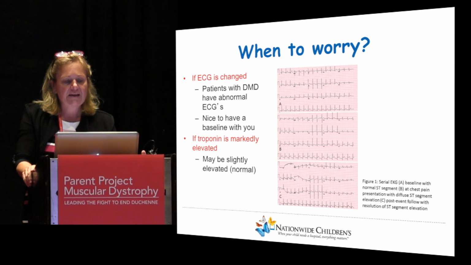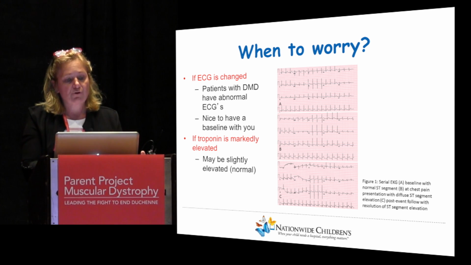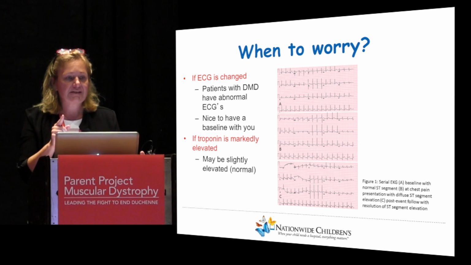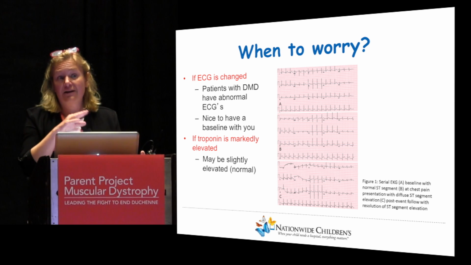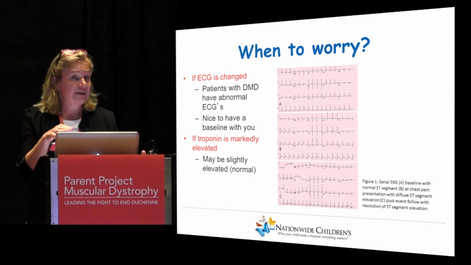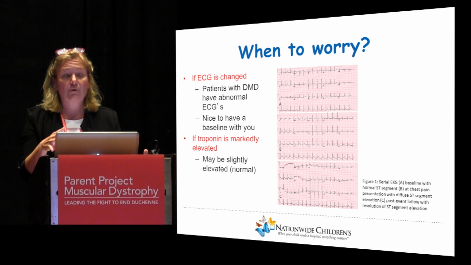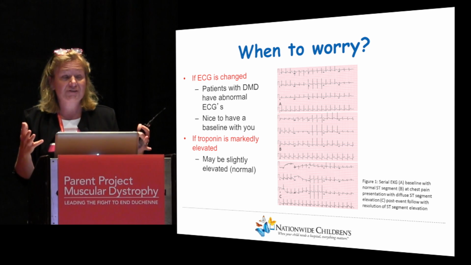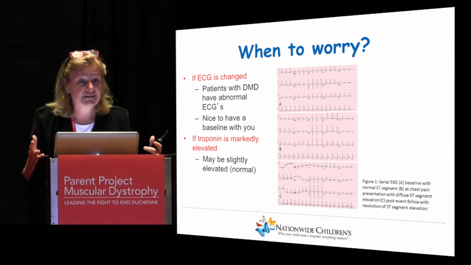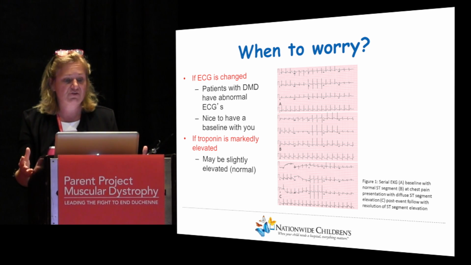So if the EKG is changed, that's something that I'm going to be worried about. And now this is the key here. Patients with Duchenne muscular dystrophy have abnormal EKGs. And so if you just go into a random emergency room, an adult emergency room, and you get an EKG drawn, it's going to be markedly abnormal, and you're probably going to incite a little bit of excitement amongst the physicians there who are not used to taking care of patients with Duchenne muscular dystrophy.